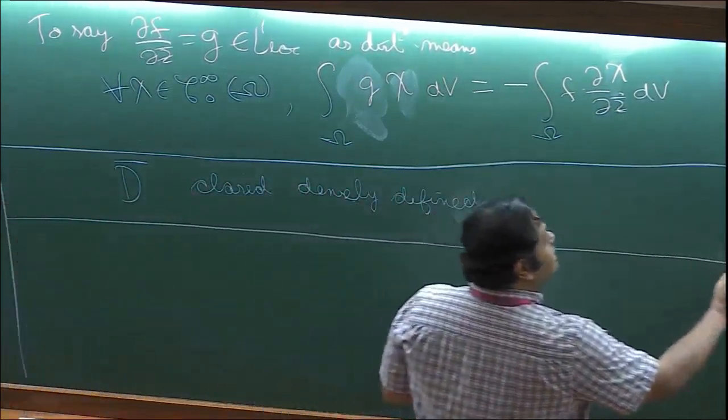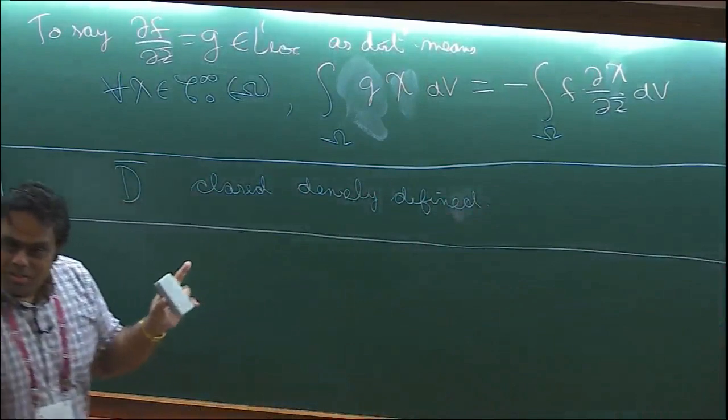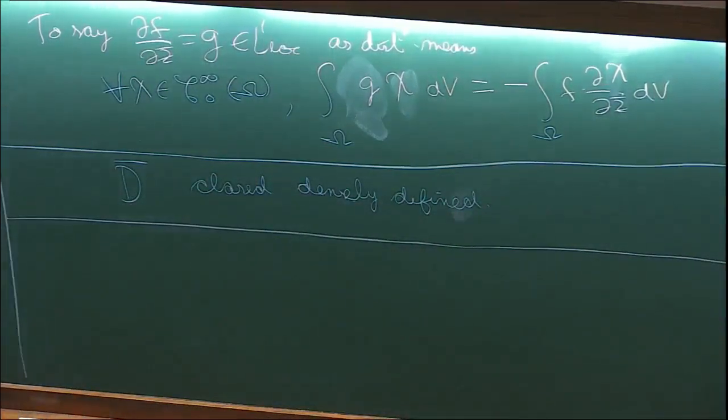Therefore, d bar is a good candidate to apply the functional analysis lemma. And that's what we are going to do. That's the basic plan. To do that, I need to understand the adjoint of this operator.